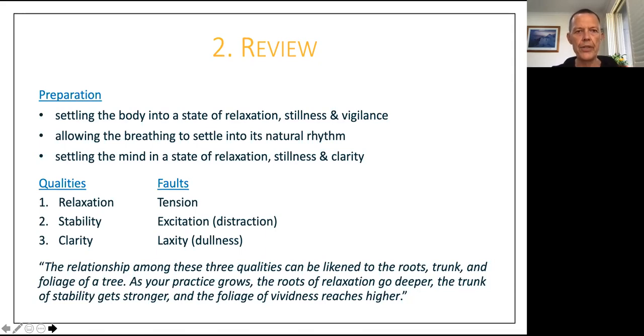On that basis, using that analogy of a tree, having sunk the deep roots of relaxation, that will be able to then support a strong trunk of stability. The stronger the trunk of stability, the higher the leaves and branches of clarity can grow. So this, emphasizing these 3 qualities in this order, is what we're doing in these sessions. We emphasized relaxation up until now. In the next meditation, at the end of this session, we'll emphasize stability, and in the next session, we'll move to clarity.